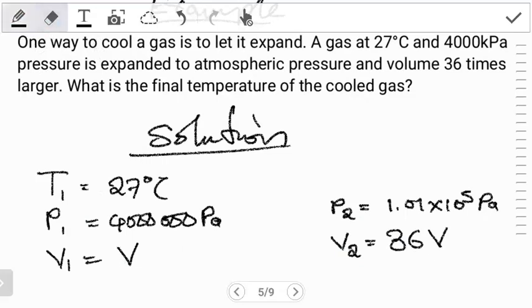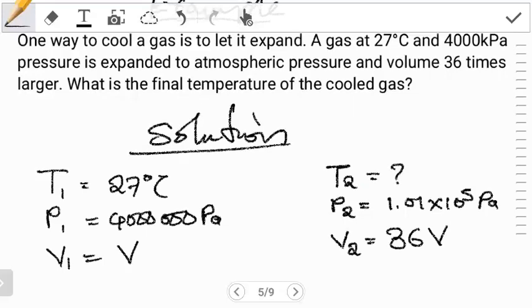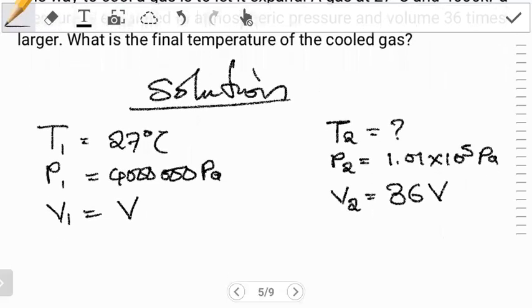Okay, now what do they want us to find? What is the final temperature? So they want us to find T2. So here, of course, I hope you guys see already the equation that you need to use. If you do, you can pause the video and try it, that is, if you didn't work it out in the first place. So you can try it out from here.